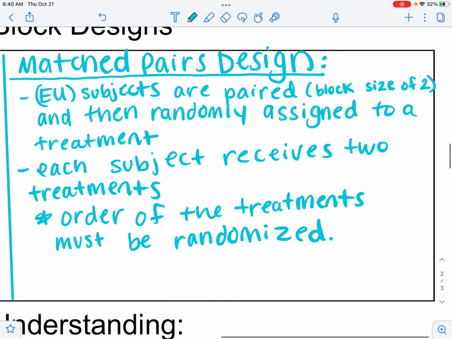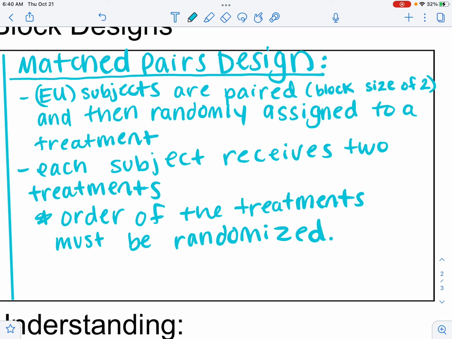So for the second one here, this is actually kind of a different approach to a matched pairs design. So in the first one, each subject is paired and they are randomly assigned to a treatment. So this was what we just did, where one went to the online course, one went to the teacher prep course. But in the second one, this is where each subject receives 2 treatments.